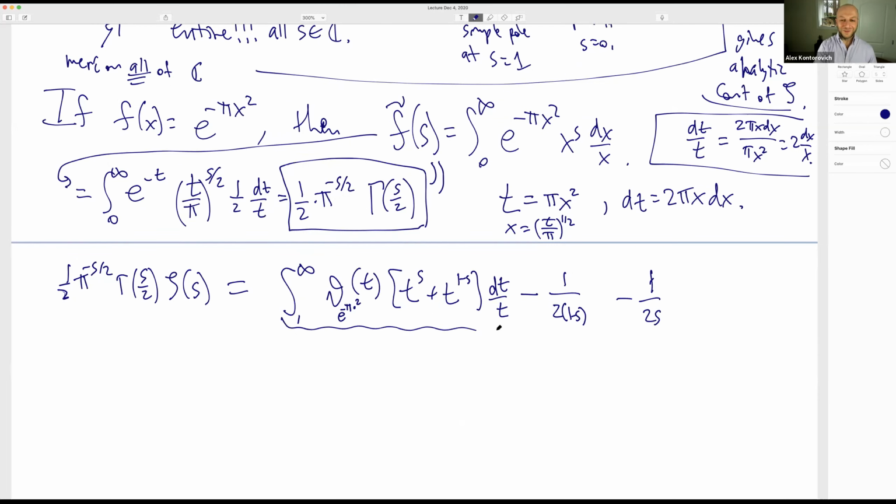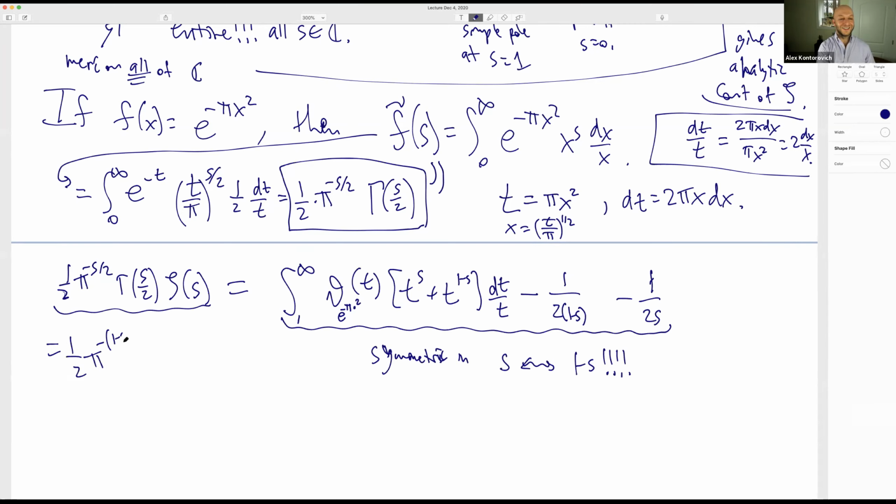What do you notice about this formula? Is there anything symmetric? Is there any symmetry? S to 1 minus s, so like around half. Yes, exactly. This is symmetric in s goes to 1 minus s. Therefore, so is this. And that is the meromorphic continuation.